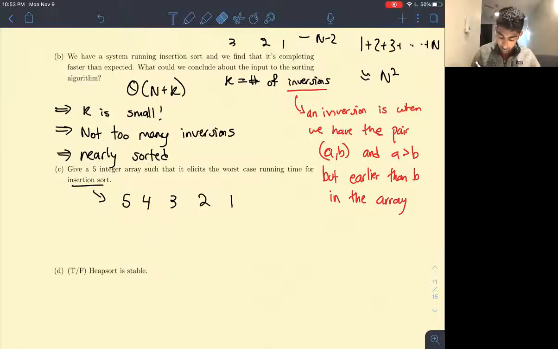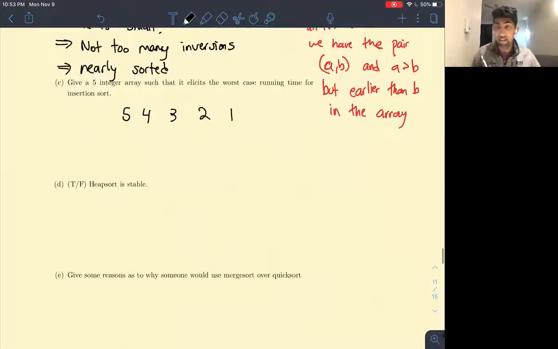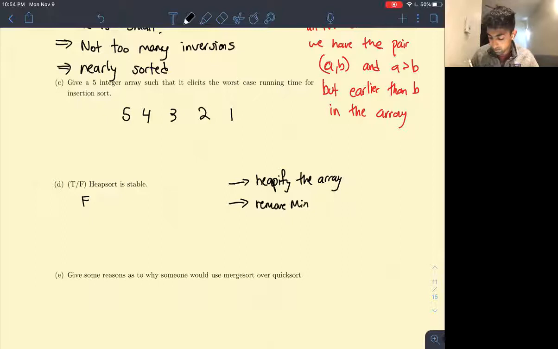Okay. Nice, cool question. So the next one, heap sort is stable. Okay, so this one is actually false. The intuition for why it's false is because when we perform heap sort, what we're doing is we first heapify the array, and then we keep removing the minimum. So there's a lot that's happening, right? The heapification and the remove min.